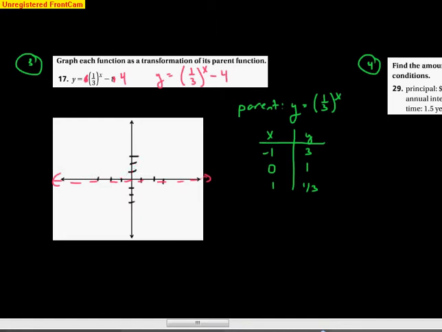Okay. So back to plotting the points, because I didn't plot them right. This is -1, 3. I apologize. -1, 3, 0, 1, and 1, 1/3. There's the parent graph.